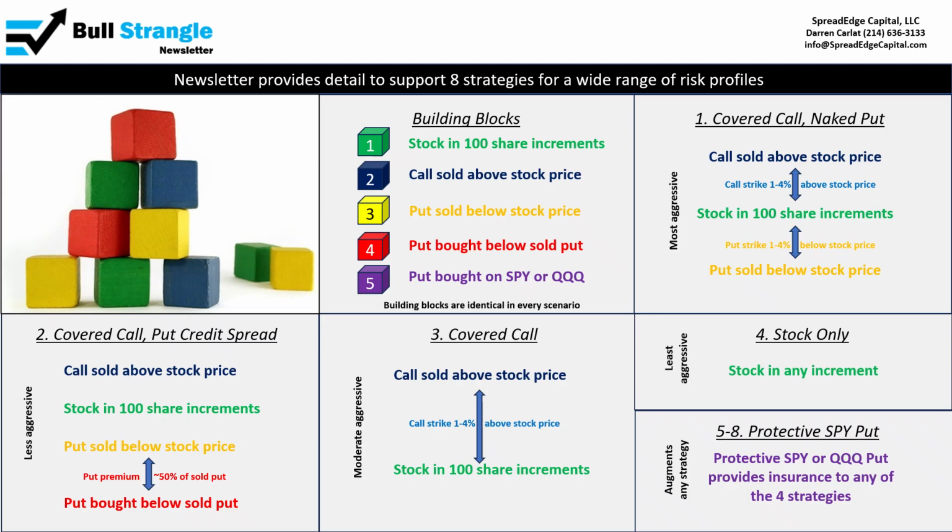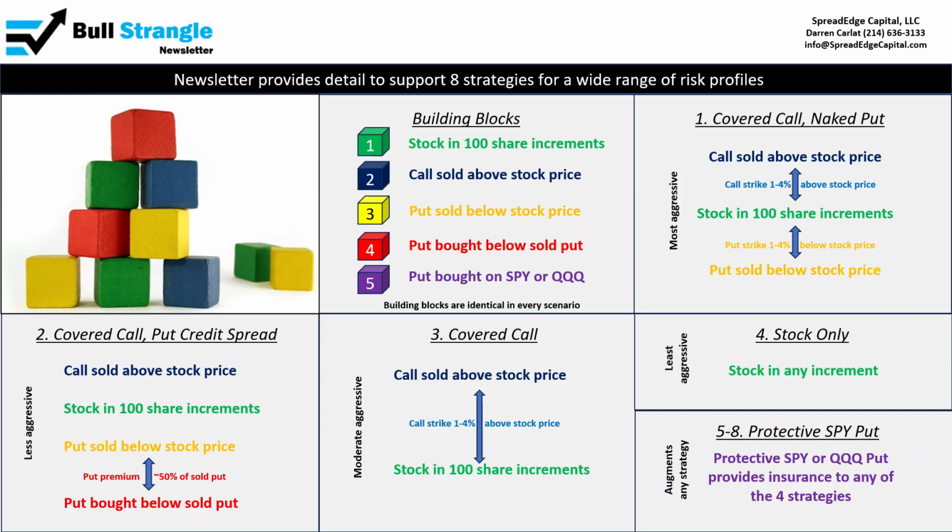All right, when we start talking about the different variations, I tried to design this in a way that really simplifies thinking about all the different components of these different variations. Bottom line is you can trade up to 8 different strategies, which accommodates a very wide range of risk profiles. So there's really 4 strategies, but you can also add protective puts to any one of them, which then doubles it to 8. Now, the way I like to think about this is that there's really just 5 different components that are used throughout any of the strategies, right?